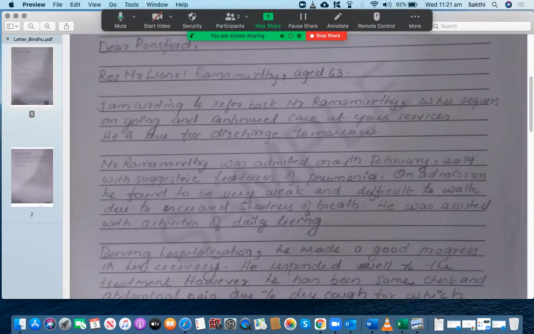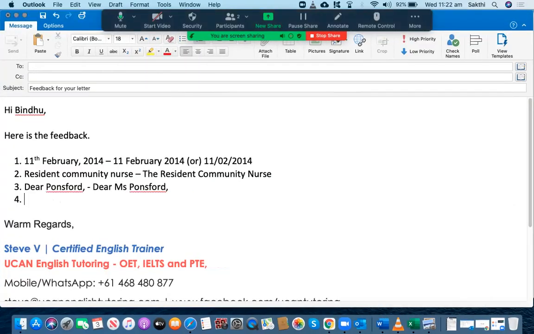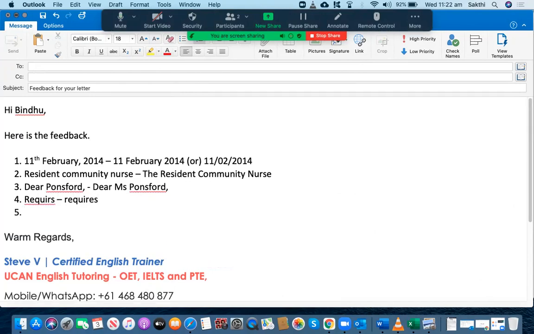Can you please spell the word for me? Requires, you mean? Yes. R, E, Q, U, I, R, E, S. That's a spelling mistake. So this is what you have written. Am I correct? Can you see the screen? Yes. IRES. I, R, E, S.